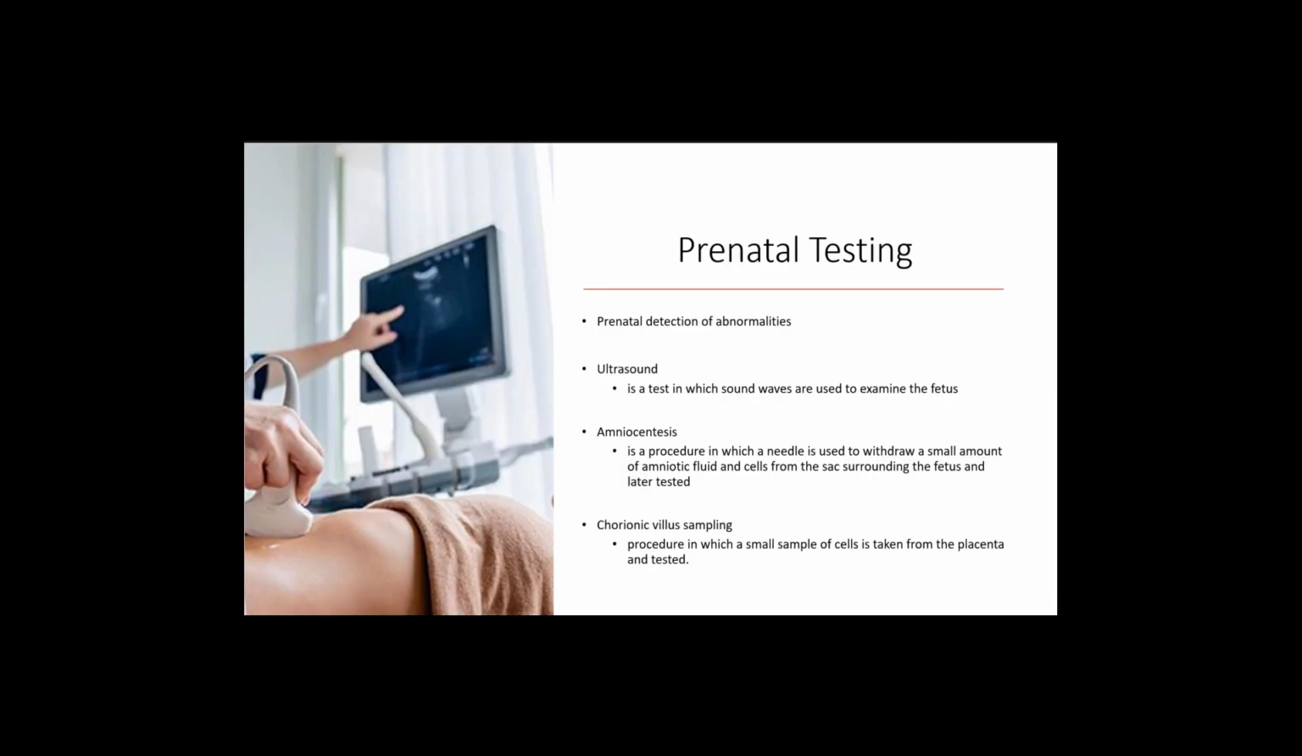So looking at prenatal testing, prenatal detection of abnormalities, we have ultrasound, which is a test in which sound waves are used to examine the fetus. Amniocentesis is a procedure in which a needle is used to withdraw a small amount of amniotic fluid and cells from the sacs around the fetus. And chorionic villus sampling, a procedure in which a small sample of cells is taken from the placenta and tested. So the idea is prenatal testing to see if a child is predisposed for something or at risk for any number of health and genetic negative outcomes.